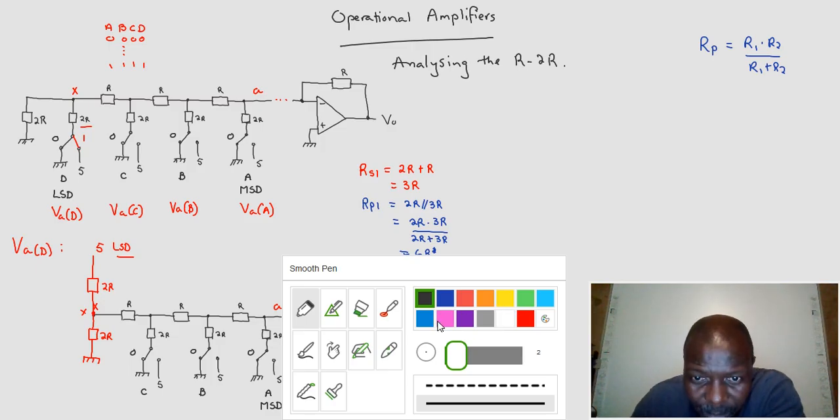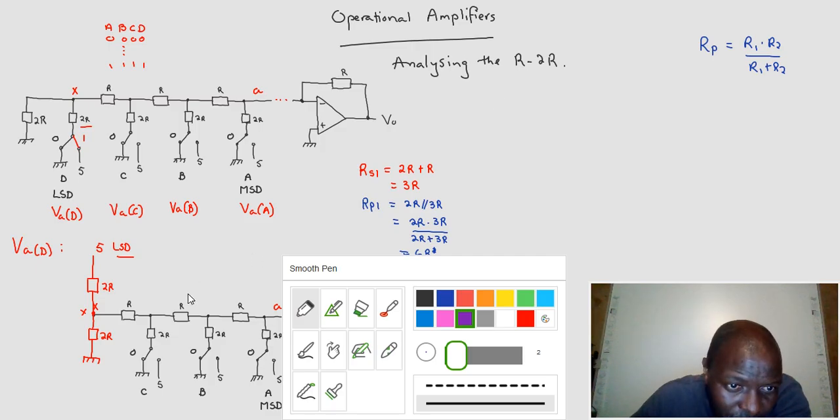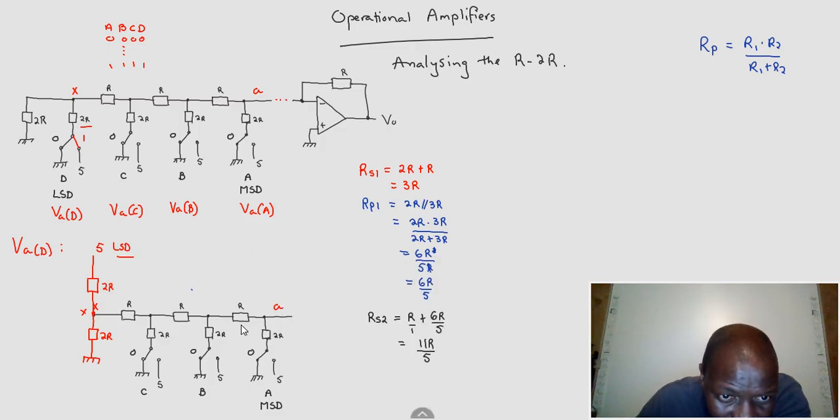I like to keep changing pens, but I'm running out of colors. Let's try this one here. We've done R series that, this was the one. We've done R parallel this, and that was the R parallel. We've done the R series 2, which was that and that. Now we need to do the same with this R series 2.